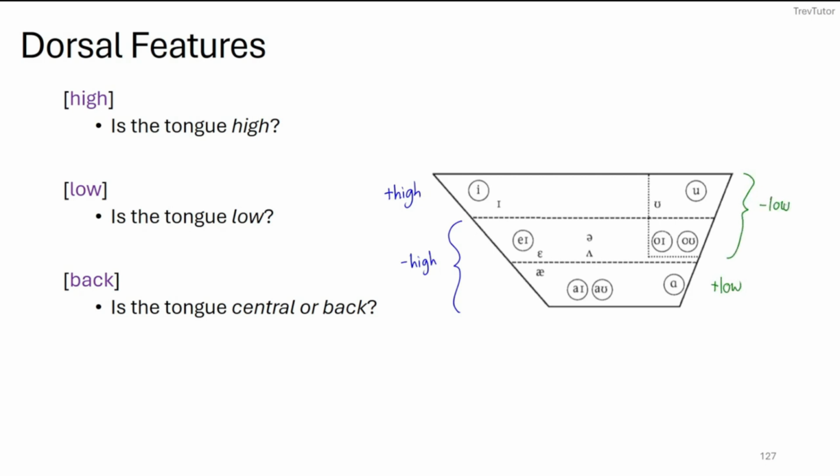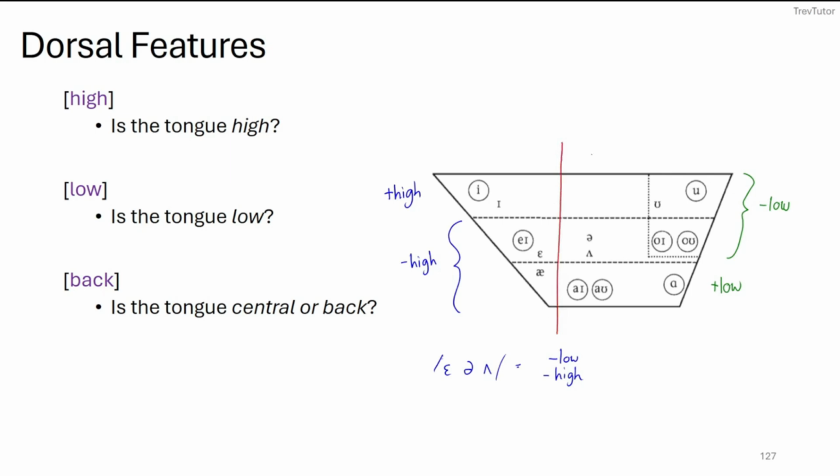So if we want to capture the middle row in terms of our sounds, for instance, if we want to take a look at this natural class, these would be minus low and also minus high. While if we're taking a look at low sounds, we just need plus low. If we just take a look at high sounds, we need plus high.